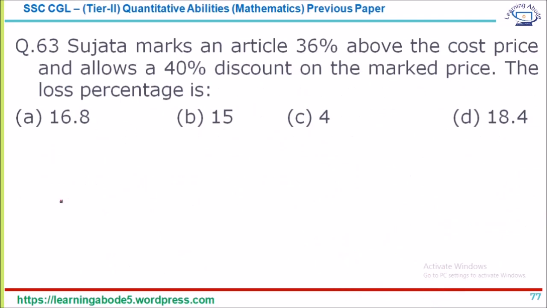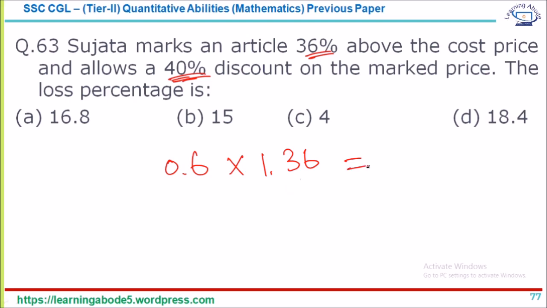Next one. Sujata marks an article 36% above the cost price and allows a discount of 40% on the mark price. Now what is the loss percentage? So 40% discount can be written as 0.6. If it is 10% discount, you write it as 0.9. And it was marked 36% above cost price, so you can write it as 1.36.